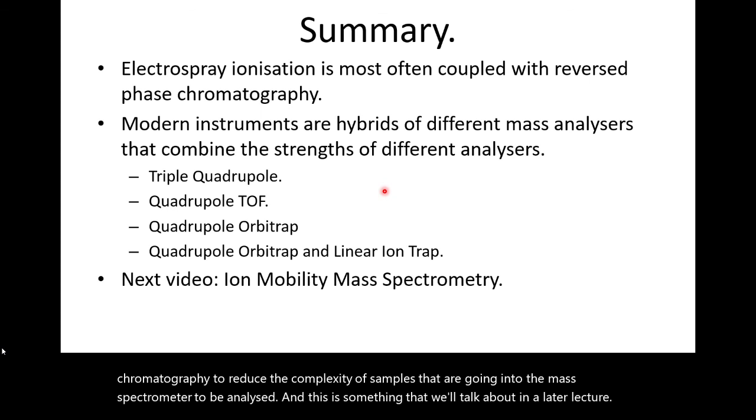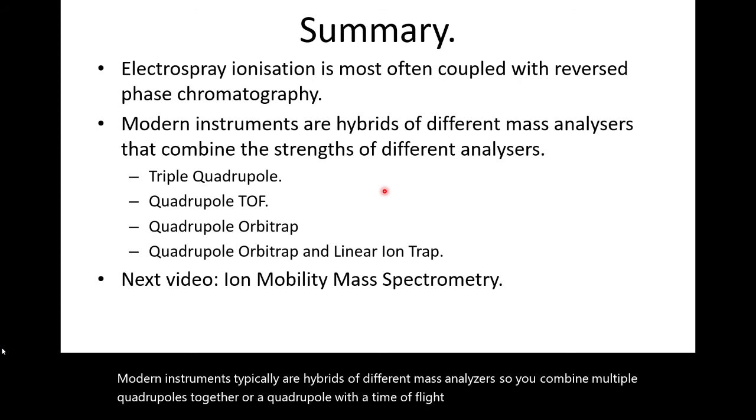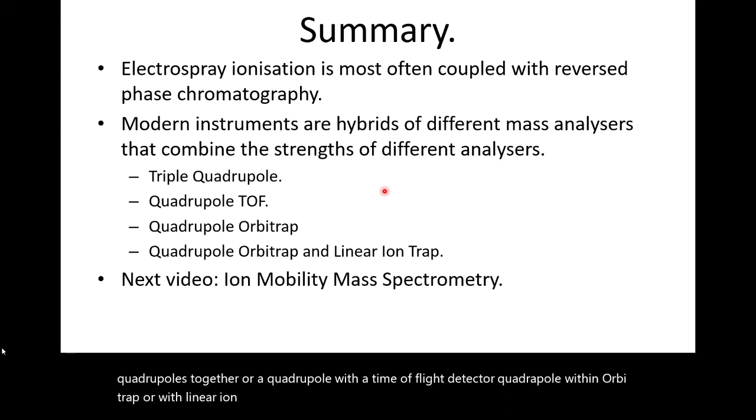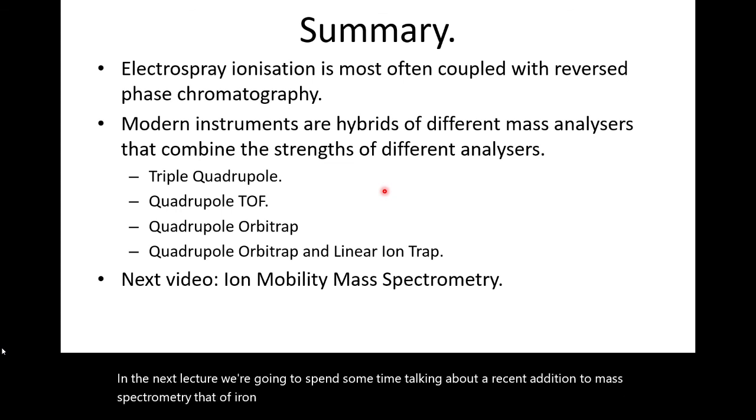Modern instruments typically are hybrids of different mass analyzers. So you combine multiple quadrupoles together, or a quadrupole with a time of flight detector, a quadrupole with an Orbitrap, or with linear ion traps. In the next lecture, we're going to spend some time talking about a recent addition to mass spectrometry, that of ion mobility. It's become so important over the last couple of years that it needs our attention. And so we're going to talk about that next.